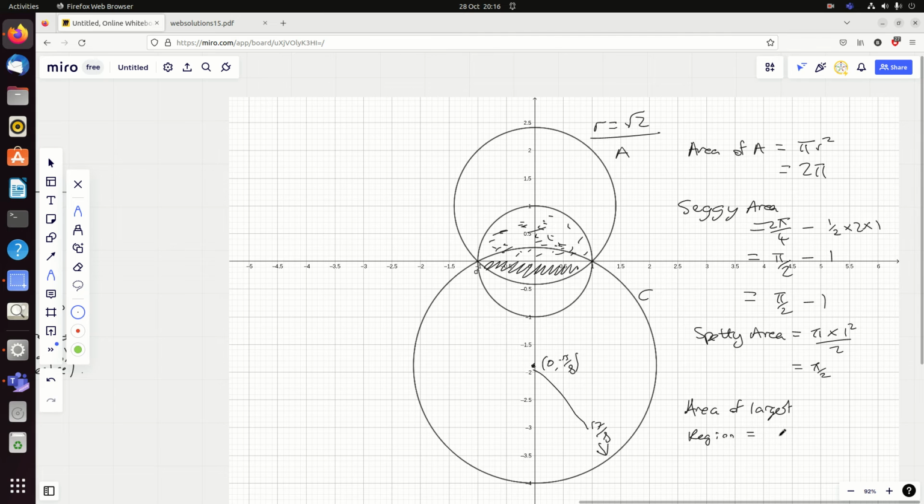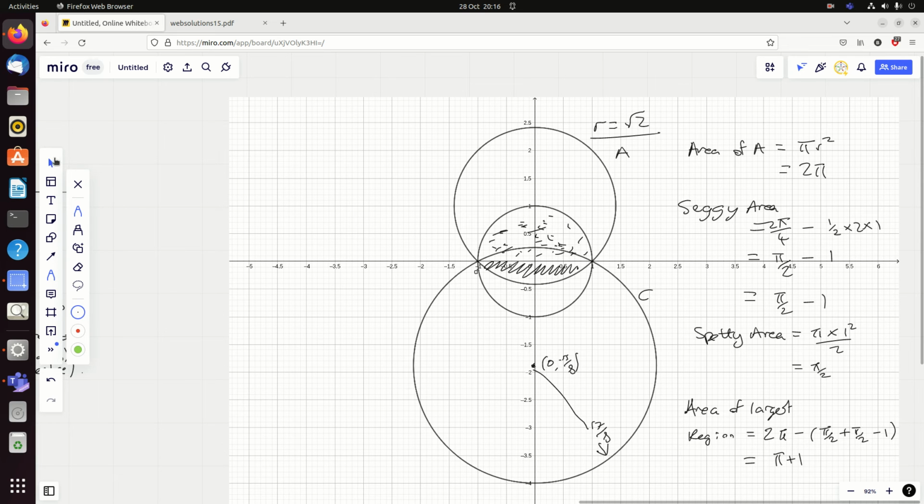is just going to be the total area of the circle A minus the spotty area, pi over 2, plus the segment area, which is pi over 2 minus 1. And so what have I got here? I've got 2 pi minus a pi, which is pi, and then a plus 1.